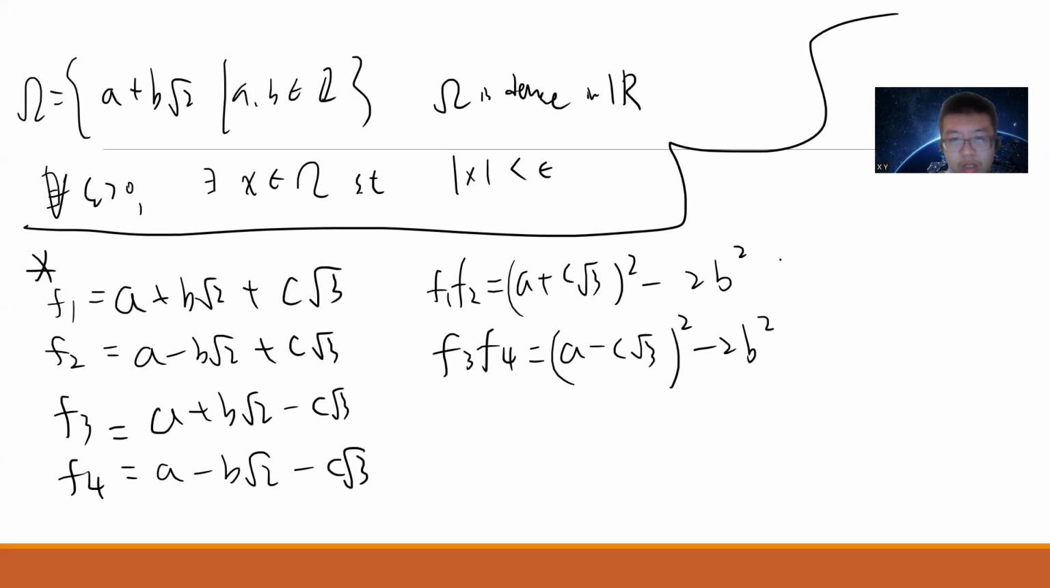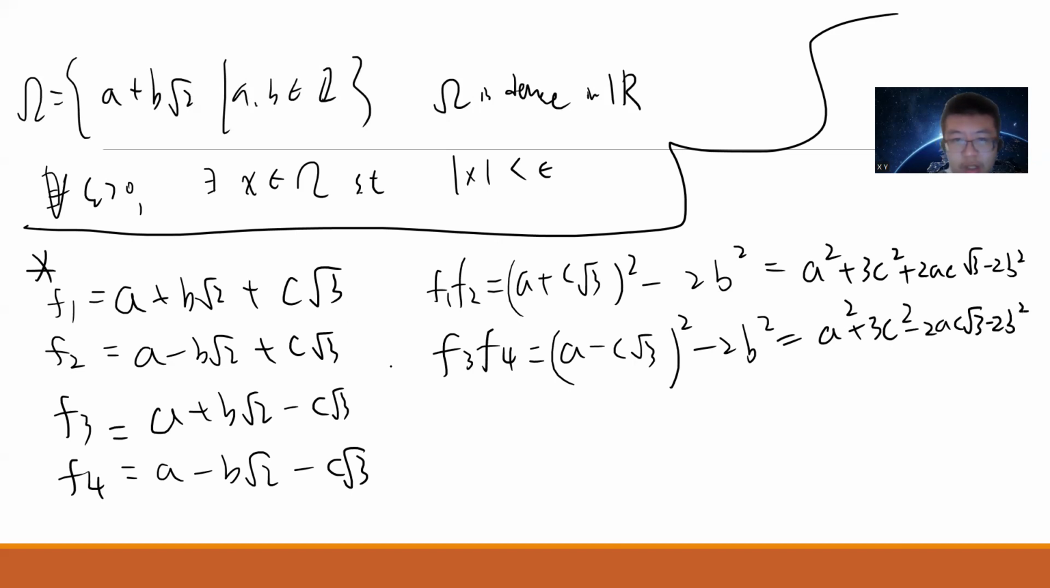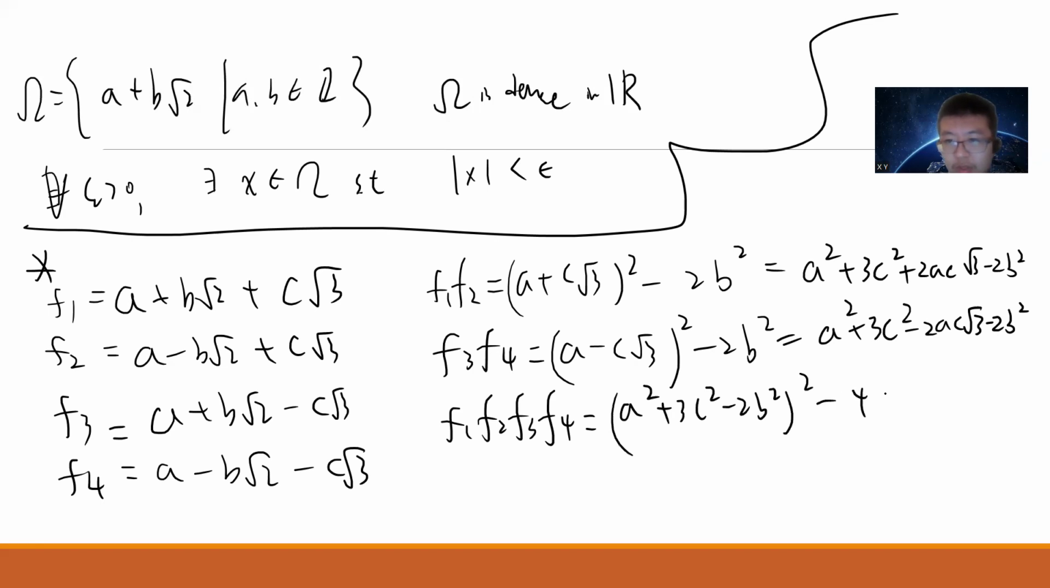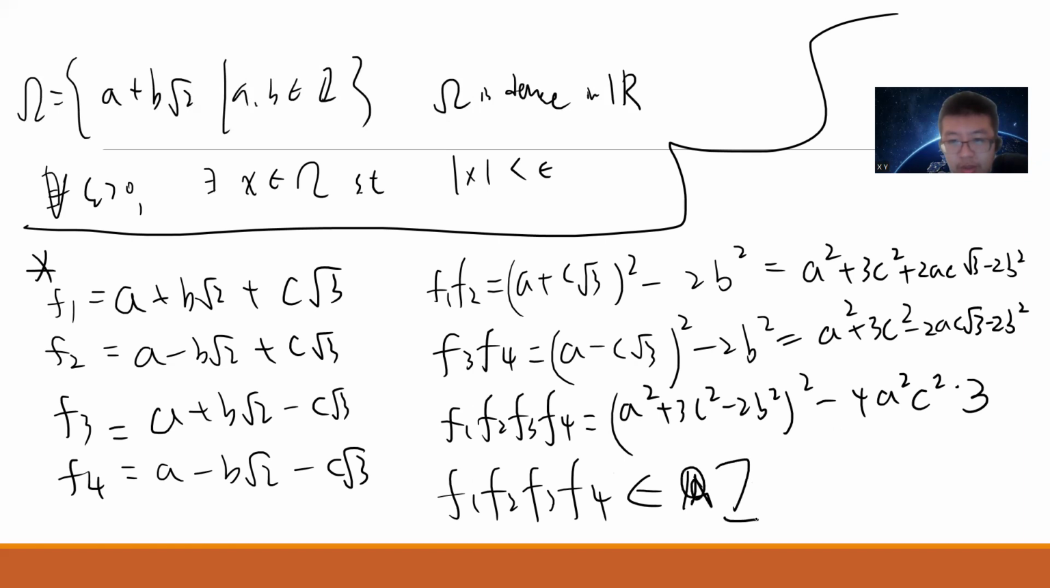So you can write down that this one will be a squared plus 3c squared minus 2ac square root 3 minus 2b squared. And the other one will be a squared plus 3c squared plus 2ac square root 3 minus 2b squared. If you multiply f1, f2, f3, f4, you get (a squared plus 3c squared minus 2b squared) squared minus 12a squared c squared. This is complicated, but who cares? The idea is that the product f1 f2 f3 f4 must be an integer.